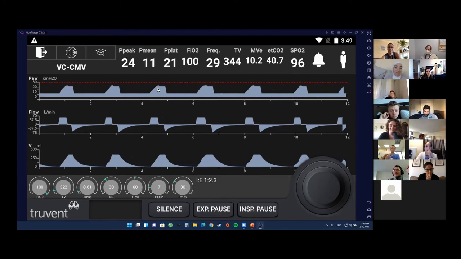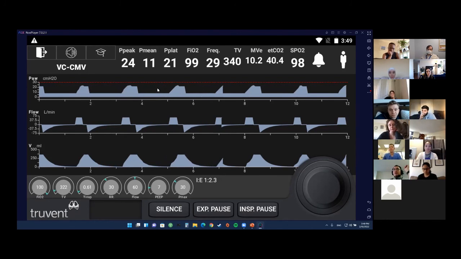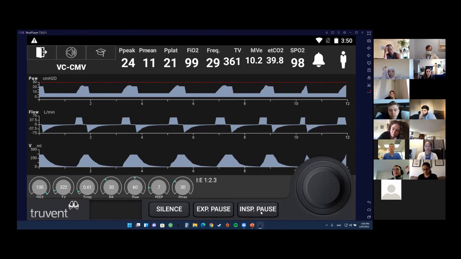No, I'm not sure. That's a good answer. Yes, it's a plateau. So we like our plateaus less than 30. Do you remember what maneuver we need to do to measure the plateau? The plateau pressure, inspiratory hold. Correct. So we do our inspiratory hold and it gives you a plateau of 21.